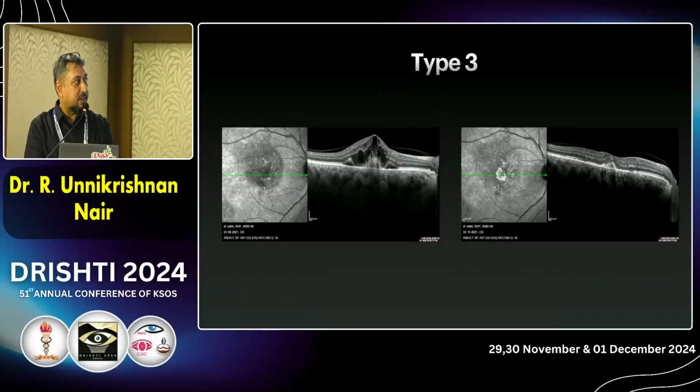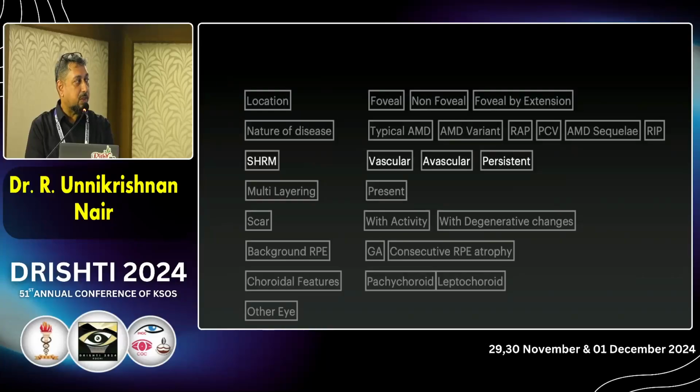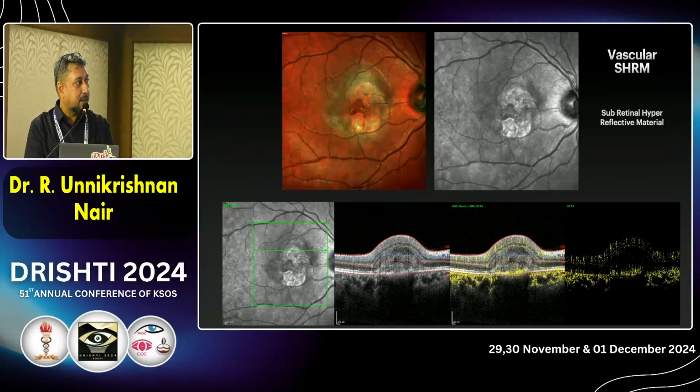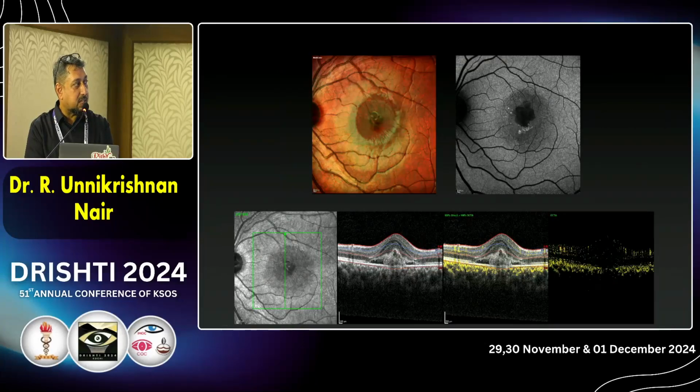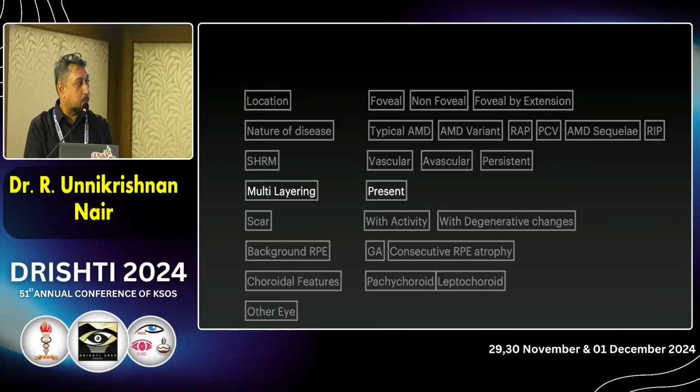If you have, that's a type 3, if you have SHRM, whether it is persistent, if you have hyperreflectivity and it doesn't go away, that is an indication that this patient has a poor prognosis and is going bad. So this is SHRM, vascular, which persisted even after treatment and kept on becoming denser and denser till it became a scar. So persistent SHRM is an indication that the patient has a poor prognosis.